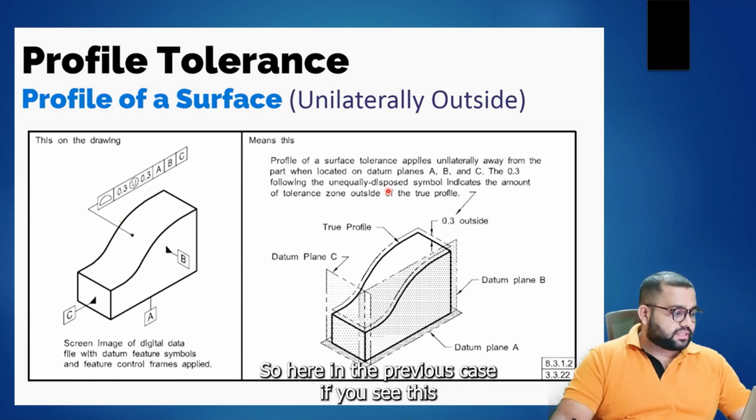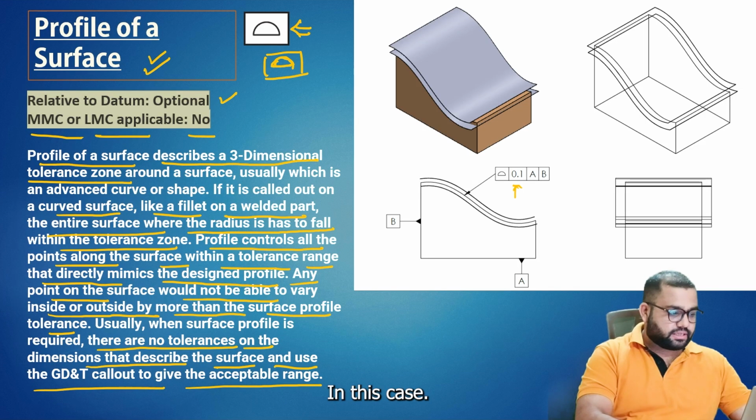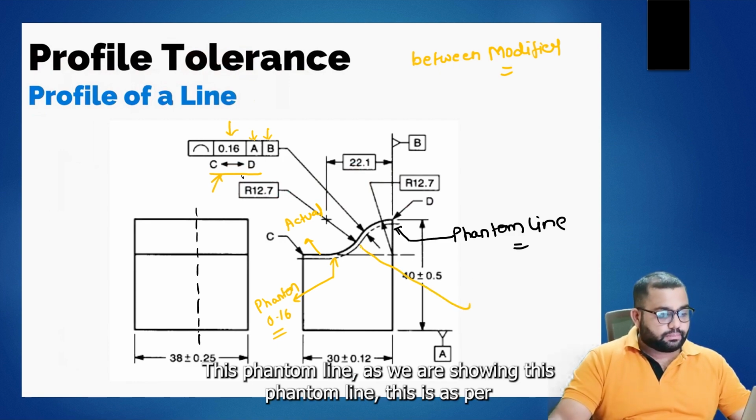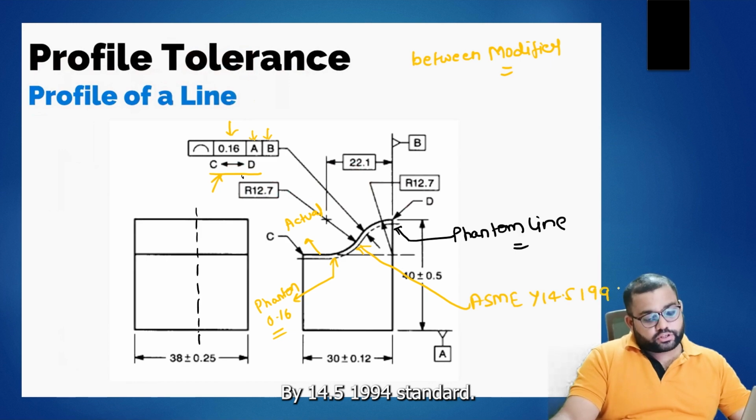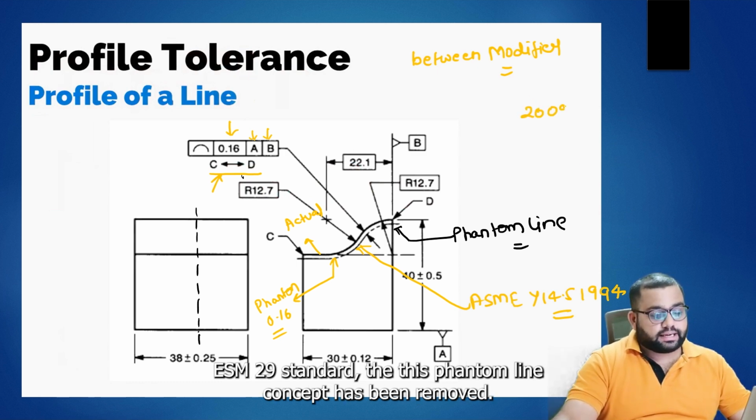Here, in the previous case, this was the older practice in the 1994 standard. We were specifying the deviation with the phantom line. This phantom line, as we are showing, is as per the ASME Y14.5 1994 standard. It has been removed in the 2009 standard. As per the ASME 2009 standard, this phantom line concept has been removed.